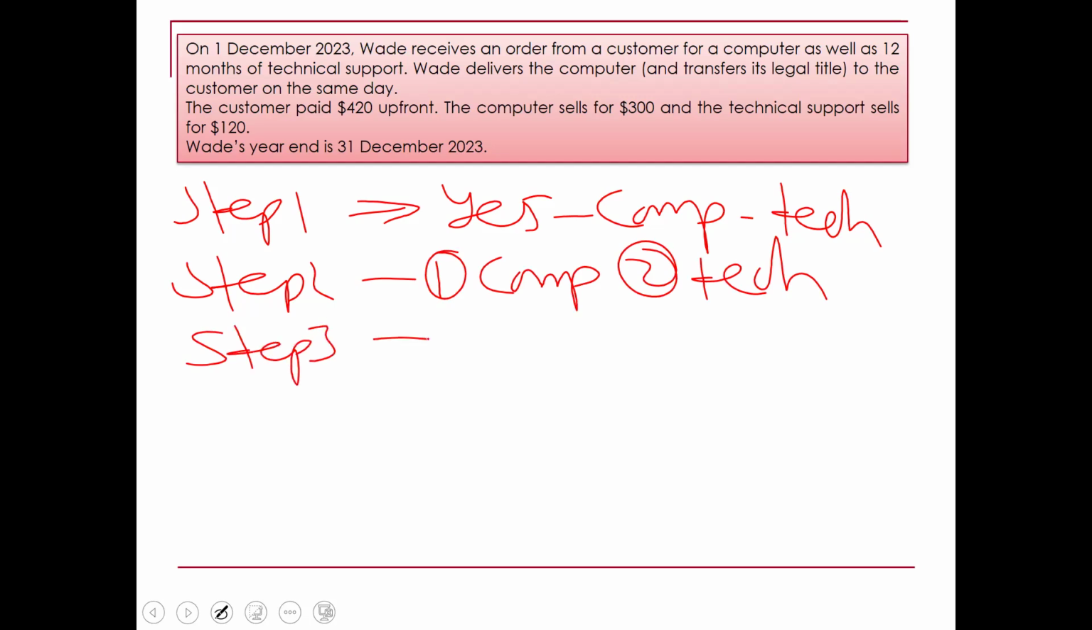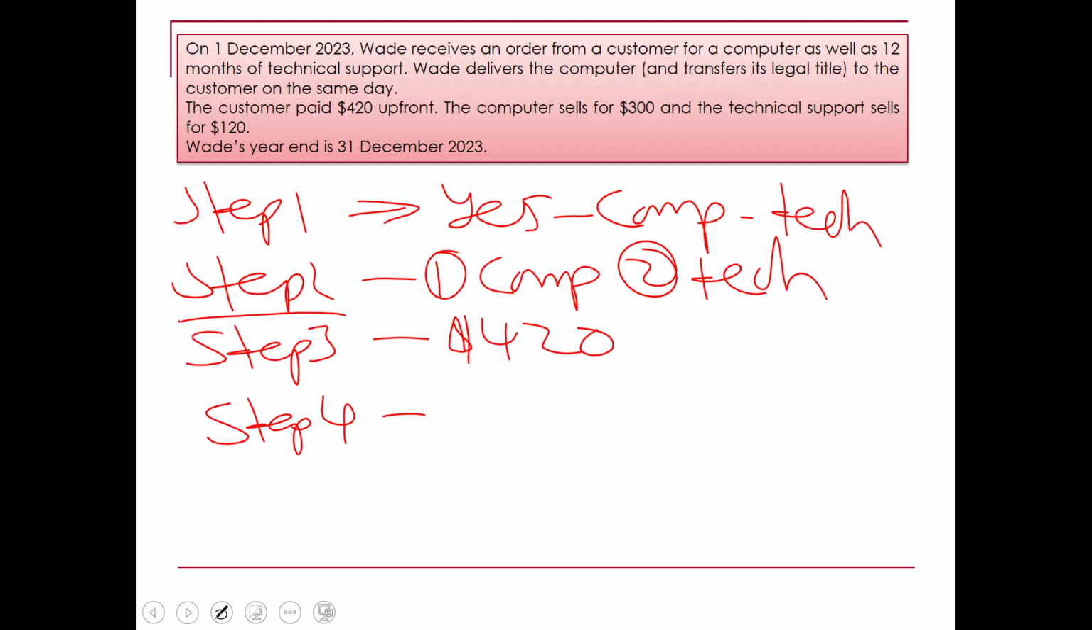So how much is the cost of this contract? Okay, so the customer is paying us $420. So we are going to receive $420. So step number 4, we need to then allocate this $420, that is the contract price, to the obligations that we would have identified under step number 2.